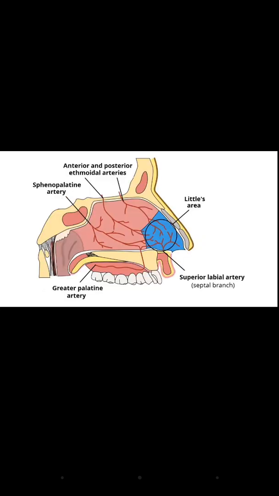In this diagram, you can see the anterior and posterior ethmoidal arteries, the sphenopalatine artery, the greater palatine artery, and the superior labial artery. All these 5 arteries anastomose in the area known as Little's area. So Little's area is the part where all the 5 arteries anastomose, meaning they join together.